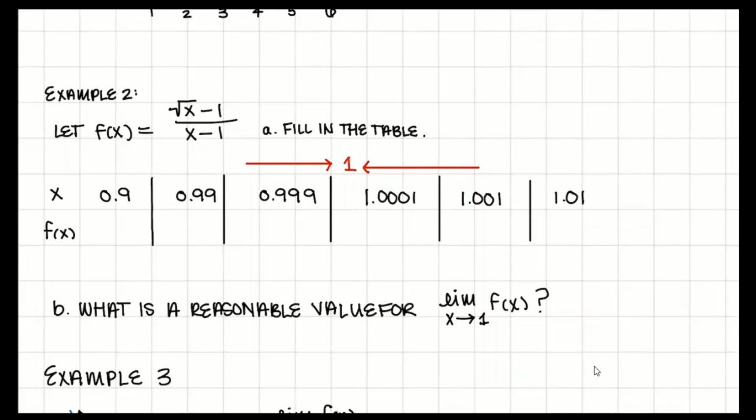I'm going to use my blue marker again, and when I say f of x evaluated at 0.9, I get 0.53. When I go one step closer, and this time we're taking a left-hand limit because we're approaching 1 from the left-hand side, now let's evaluate at 0.99. I get 0.50.